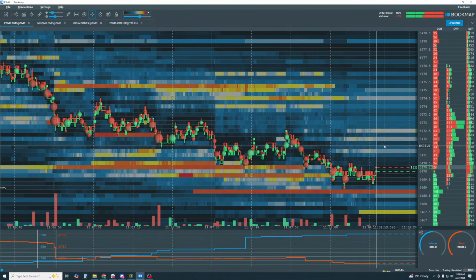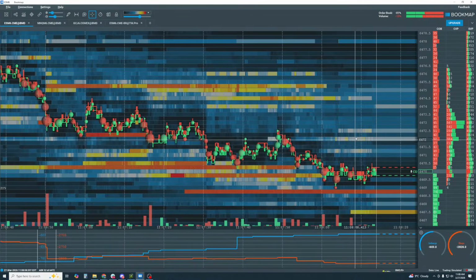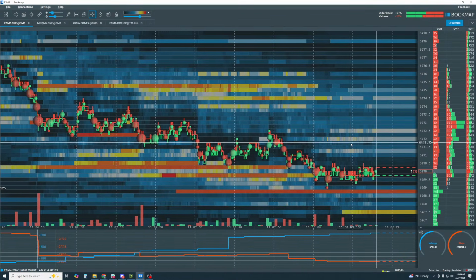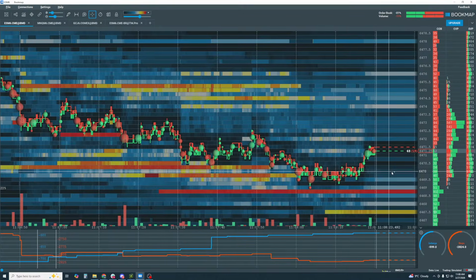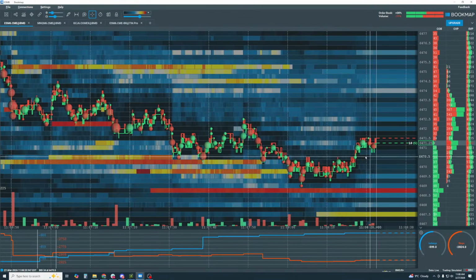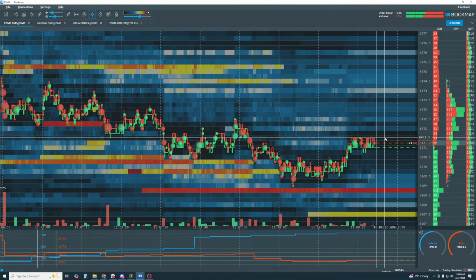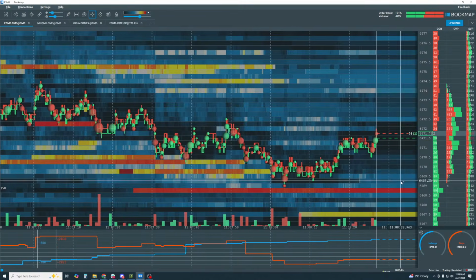Here's our book skew right here, right? Look at, all of a sudden they came in here on the offer. Okay, so they go for it. They're going for it. Okay, let's see if we exhaust out here and then come back down here.